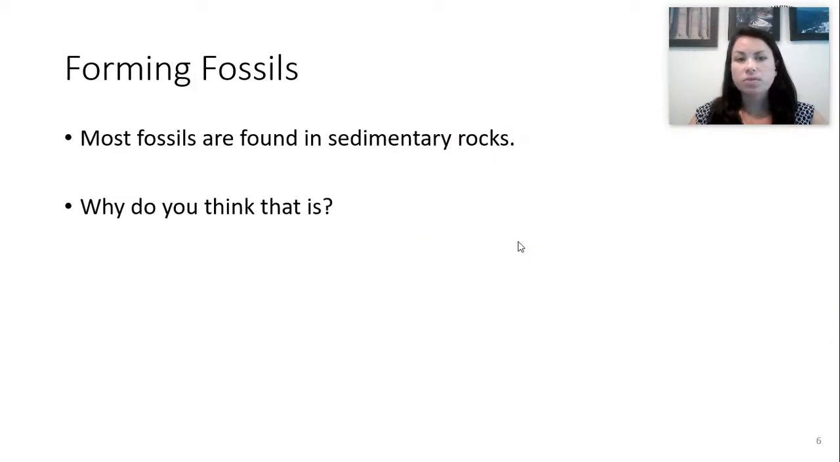So most fossils are found in sedimentary rocks. And why do you think that is? I'm going to take a pause here, so hopefully you can think about this. Why do you think we only really see fossils in sedimentary rocks?